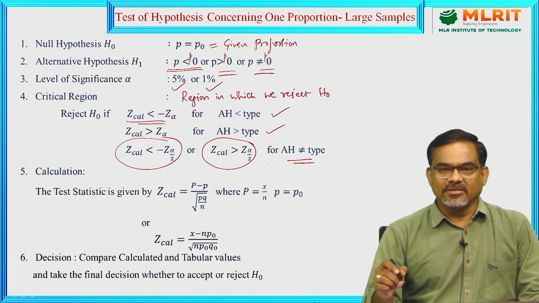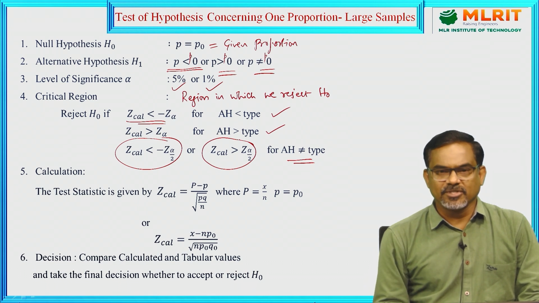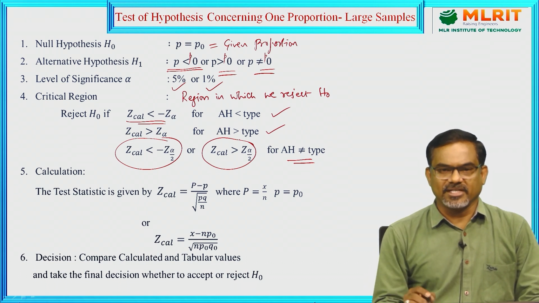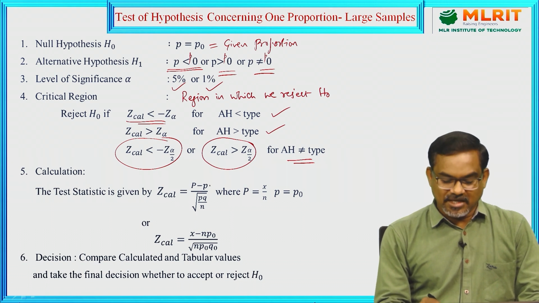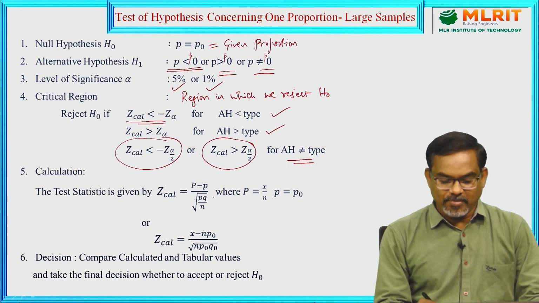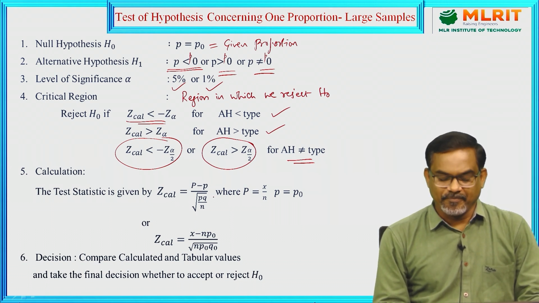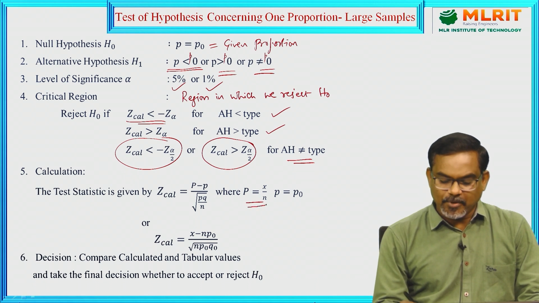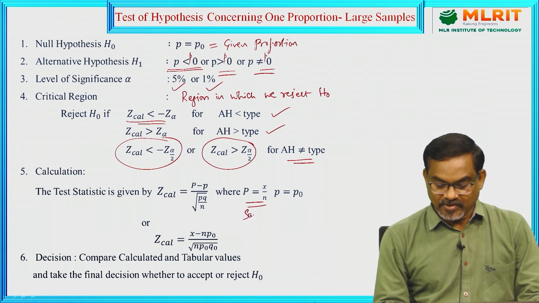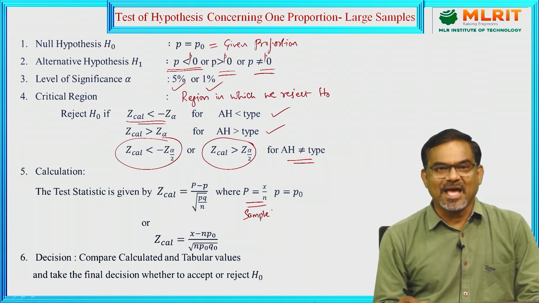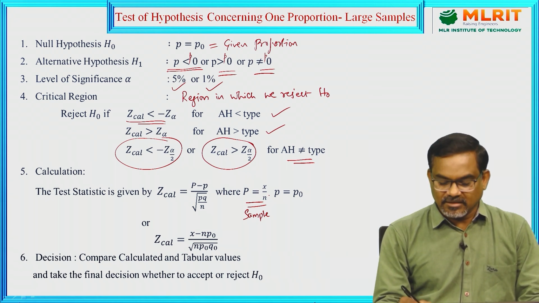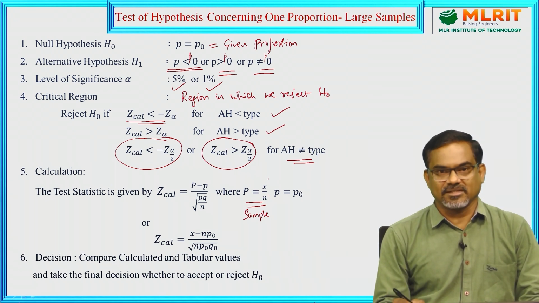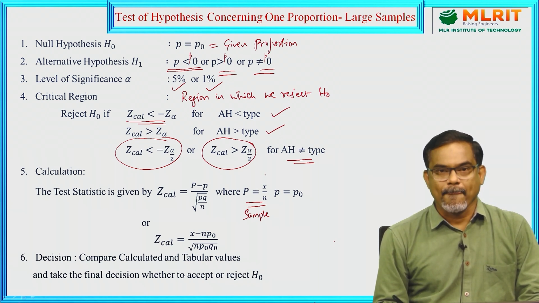Coming to the next calculation, here we consider the test statistic. Again, this follows the standard normal distribution, hence the test comes under the Z test, and the calculated value is given by Z calculated equals capital P minus small p divided by root of pq by n. Here capital P is the proportion of the sample. We have considered a sample of size n. Out of n, let us suppose there are x successes. So, the proportion of successes is given by x by n.